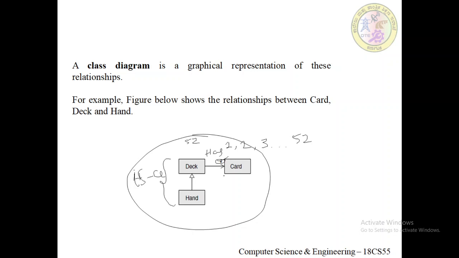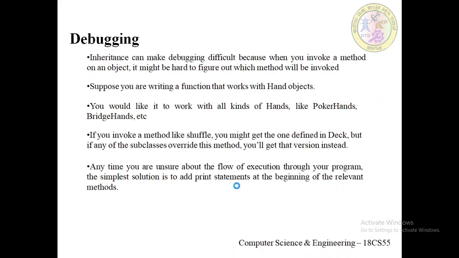Dependencies are usually represented using dotted lines. For example, if there is one more class, say Card 2, and this Card is dependent on Card 2, in that case we use the dotted line to represent the dependency here. As I said earlier, if you have more dependencies you don't specify them, but if you have fewer dependencies, you can show them with the dotted notations.